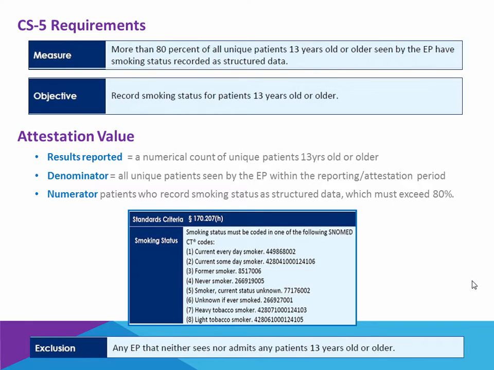There is no provision for excluding unless you treat nobody over the age of 13. So for certain pediatricians, if you stop treating patients when they reach adolescence, you're able to exempt yourself.